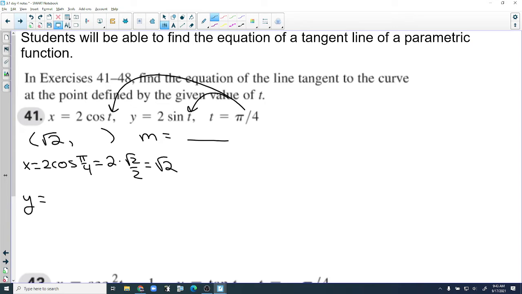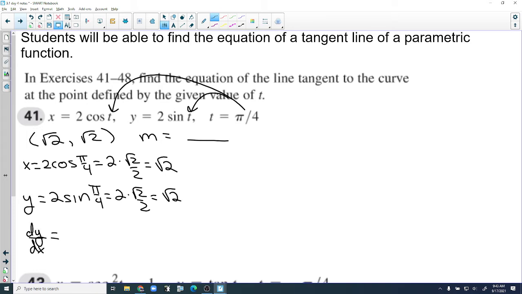Y is going to be the same answer. 2 sine of pi over 4 is 2 times square root of 2 over 2, which is also square root of 2. So that's just finding the point. We're going to plug in pi over 4 into x and y.